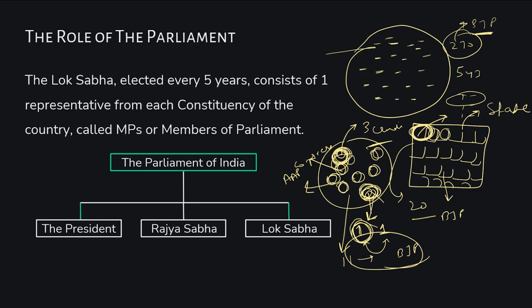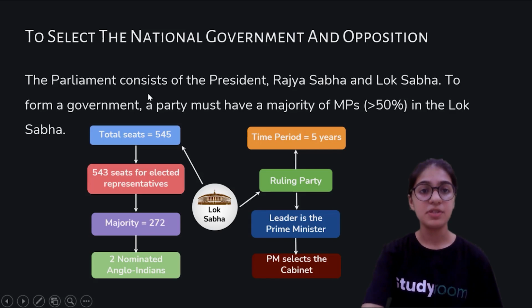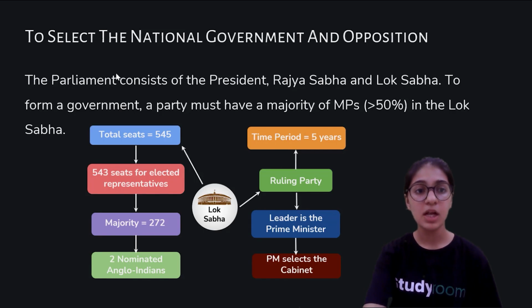So in this case, BJP becomes the ruling party in the Lok Sabha, and all these members amongst them make a choice and elect the Prime Minister. We'll understand this again and again in the other slides, so don't worry, since it's a little complicated process. Okay, so as I told you, there are 543 seats. The parliament consists of the president, Rajya Sabha and Lok Sabha. To form a government, a party must have a majority of the MPs in the Lok Sabha.